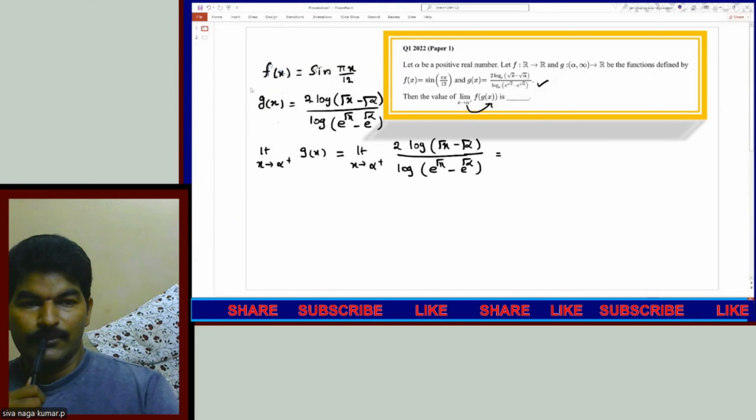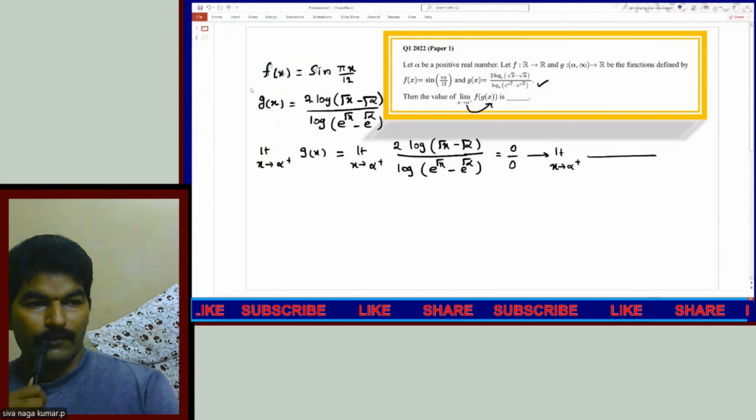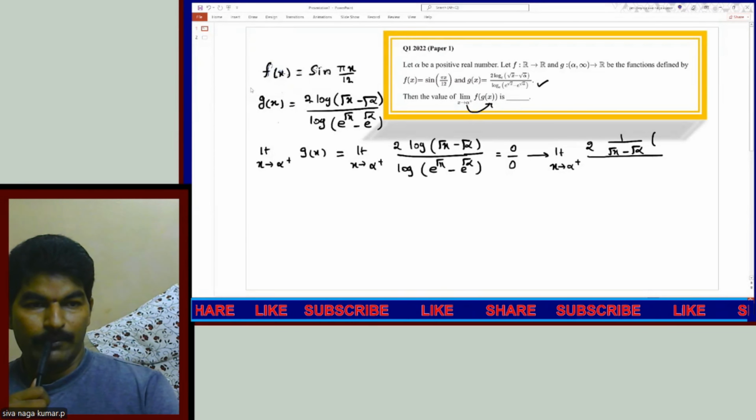If you try to substitute alpha in place of x, then automatically you will get a 0 by 0 form. So we will do L'Hospital's rule. So what is the derivative of log? We know that the derivative of log x is 1 by x. According to that, we will write 1 by root x minus root alpha, multiplied by the derivative of root x, 1 by 2 root x, and the derivative of alpha, of course, 0.